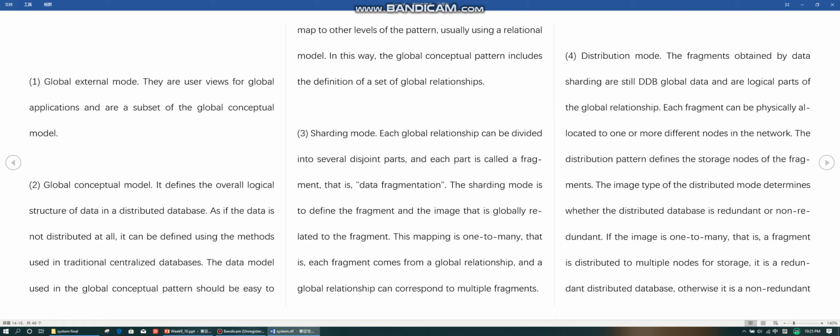Secondly, the global conceptual model. It defines the overall logical structure of data in a distributed system. And the third one is the sharding model. Each global relationship can be divided into several disjoint parts, and each part is called a fragment. That is distributed data fragmentation. The sharding model defines the fragments and the mapping of the global relationship to the fragments.